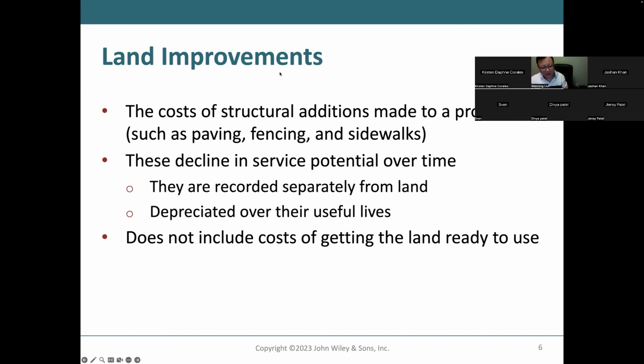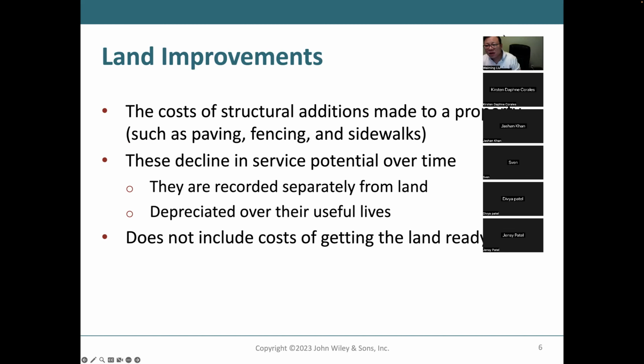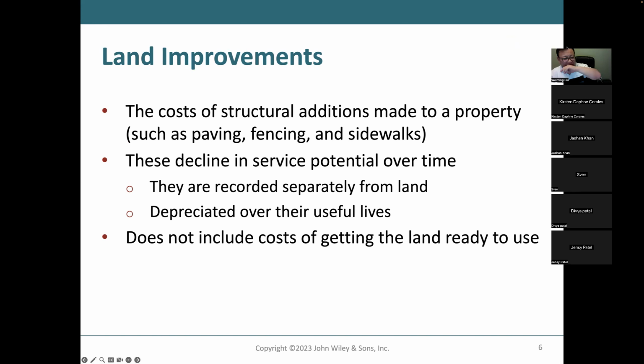What is salvage value? Salvage value is kind of like a residual value. Basically, if you think about using the asset, at the end of its useful life, what is the value left? That is the salvage value at the end of the useful life. So what is that value of the asset?